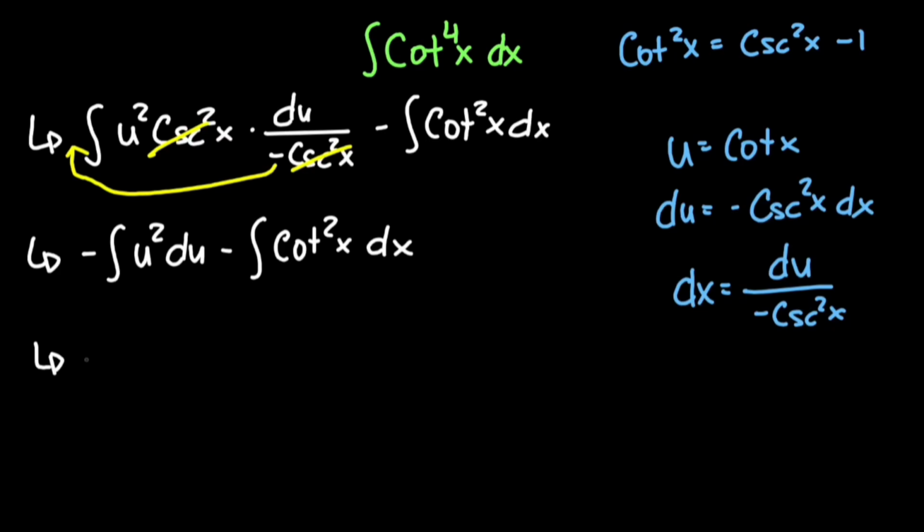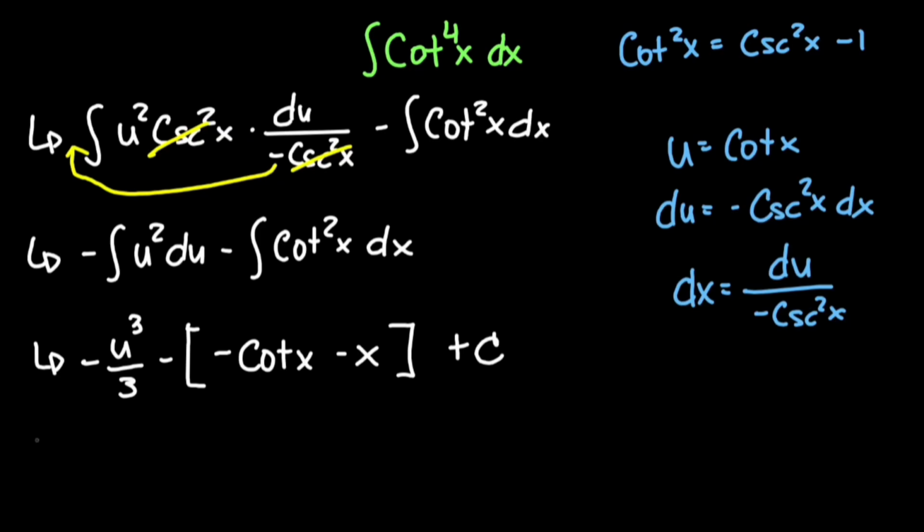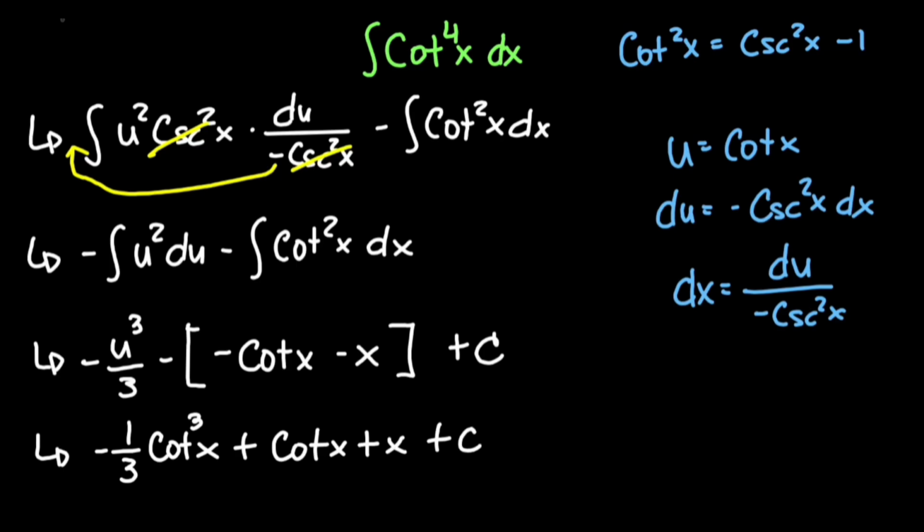So take the integral. This would be negative u to the power of 3 over 3 minus the integral of cotangent squared of x, as we had solved earlier. It is equal to negative cotangent of x minus x. And don't forget to add plus c. So the final answer would be equal to negative 1/3. U here is cotangent, and since this is u cube, it would be cotangent cube of x plus cotangent of x plus x plus c.